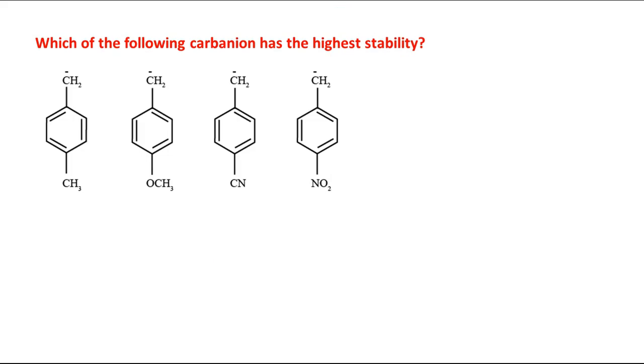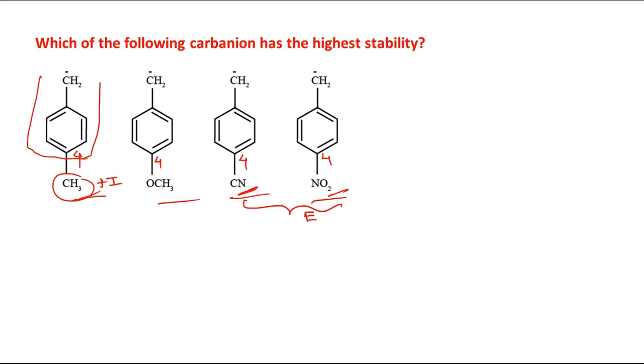Next question: which of the following carbanions has the highest stability? Here we have 1 point common. This part is common for all these 4 species, and another point is common: all the groups are present at the para position. So we just have to check among these 4 groups in which case there will be a donating effect, and in which case there will be a withdrawing effect. CH3 is always plus I, and OCH3, as it is present at the 4 position, will be providing a plus R effect. And these two are electron withdrawing groups.